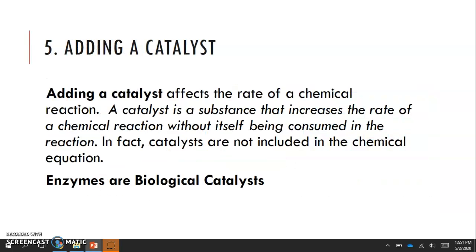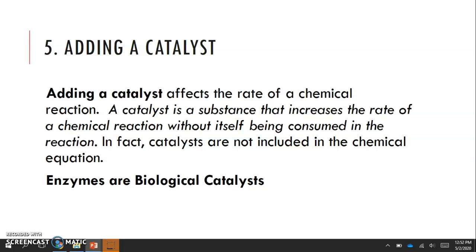Number 5, adding a catalyst. Adding a catalyst will change your rate of chemical reaction. Remember from biology, a catalyst is a substance that increases the rate of a chemical reaction without itself being consumed in the reaction. So catalysts are not included in the chemical equation. One of the catalysts that you are probably most familiar with are enzymes. Those are the biological catalysts.